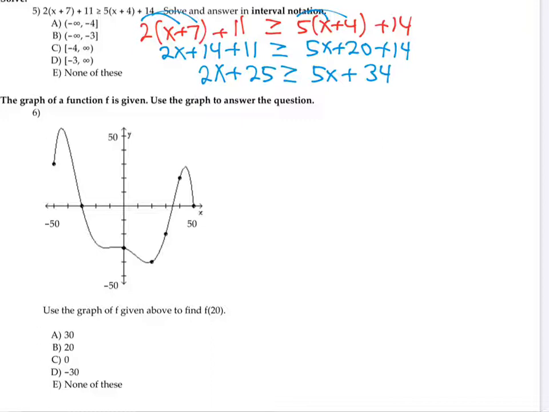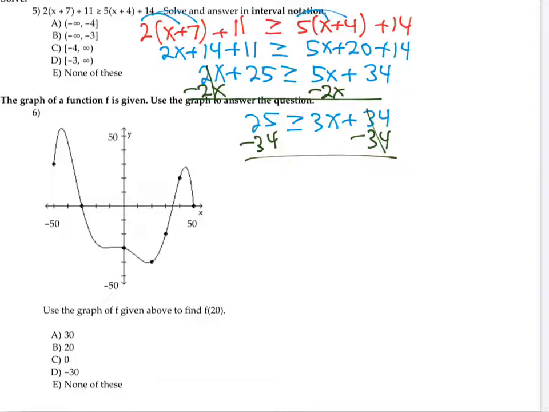Okay, so at this point, what do we do when we have x's on opposite sides like that? I usually go to the lower one. It doesn't really matter which one. I'll subtract 2x from both sides. Gets rid of that one. And then we have 3x plus 34 over here, 25 over here. X is saying I want to be alone, so we have to subtract the 34 from both sides. Is that like minus 9?